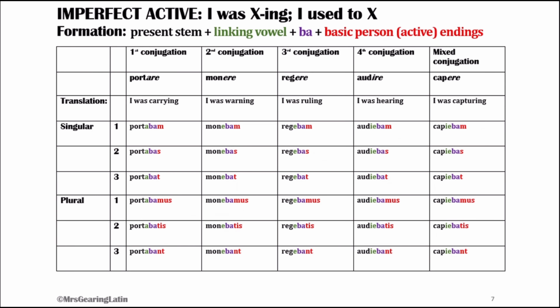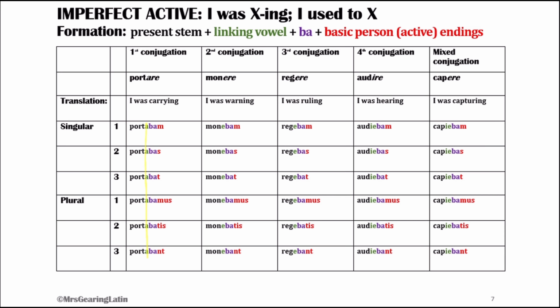So this is an overview of all your different conjugations. They all form the same. It is just keeping an eye out for that linking vowel. So in your first conjugation, you have that A the whole way through. So portabam, portabas, portabat, portabamus, portabatis, portabant. One of the easiest ways to learn this, rather than just thinking out BA plus your basic person endings, is to learn it as bam, bas, bat, bamus, batis, bant. And then just remember your linking vowels.